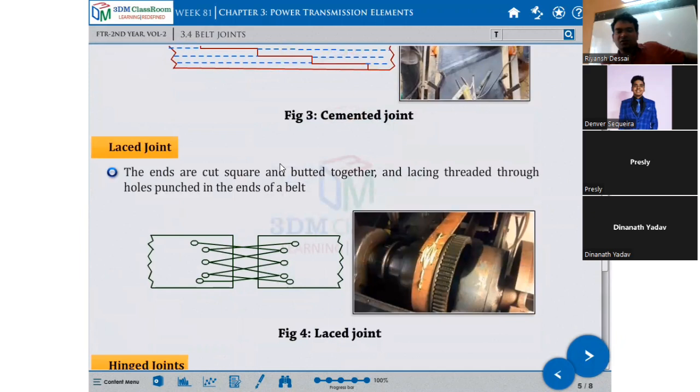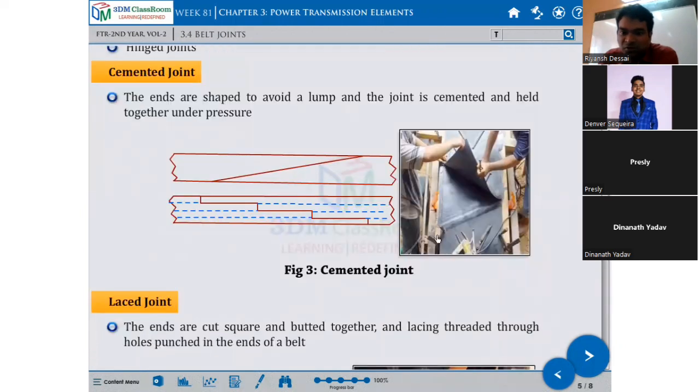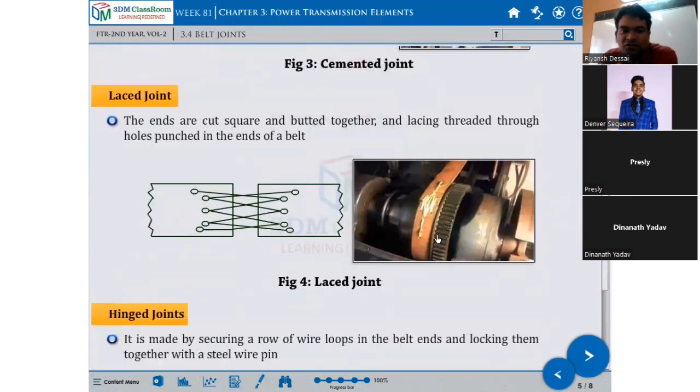Lace joints. You can see this white color is the lace. It is used to hold this joint tight. So in a lace joint, the ends are cut square and butted together, and lacing is threaded through holes punched in the ends.